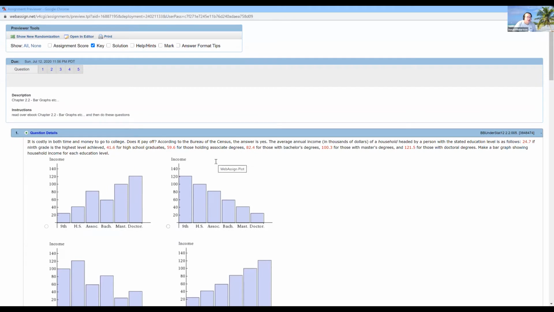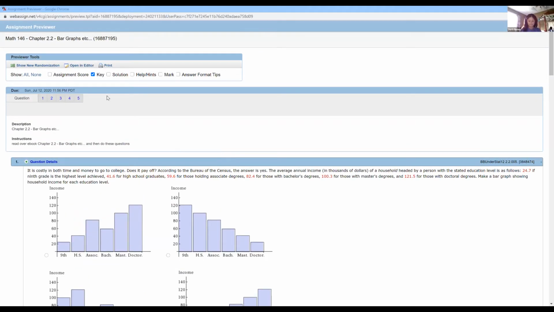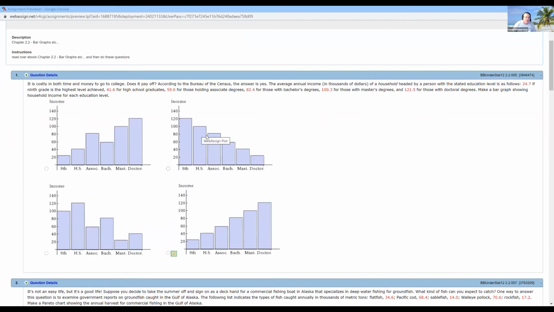Okay. So here we're looking at a very short bar graph, section 2.2. So if you came in late, hold off in doing 2.1. I'm going to be putting a very small video going through. You can just see the answers and you can check them from that. Because 2.1 really wasn't done the way I wanted it to be. 2.2 is fine. So here we have our first question. It is costly, both time consuming and money, to go to college. Sure is. Does it pay off?